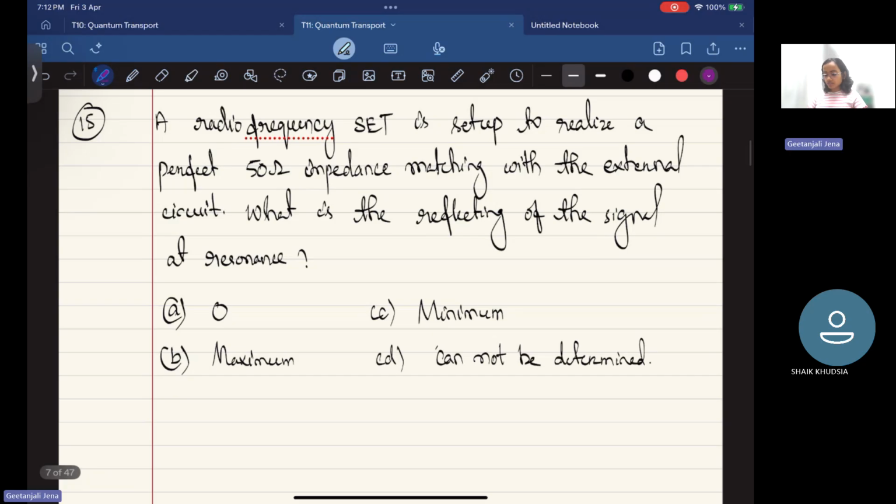In the next question, we are given a radio frequency SCT that is set up to realize a perfect 50 ohm impedance matching with the external circuit. What is the reflectivity of the signal at the resonance? I think this should be reflectivity.